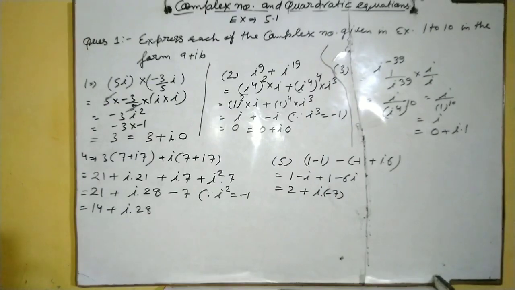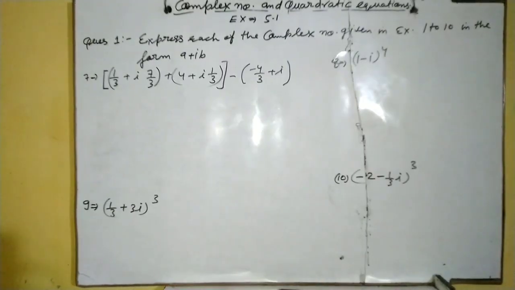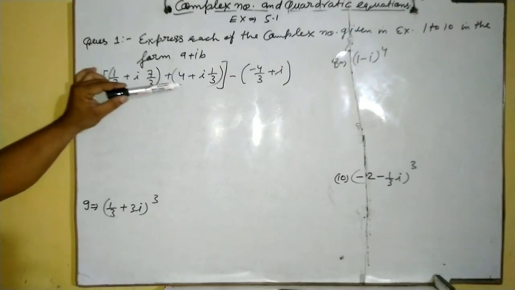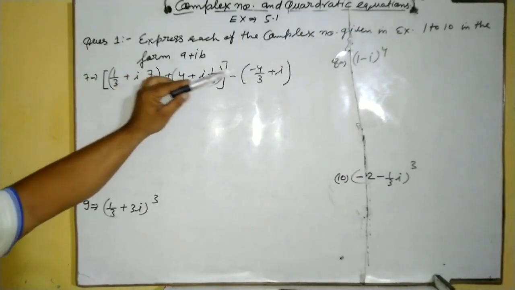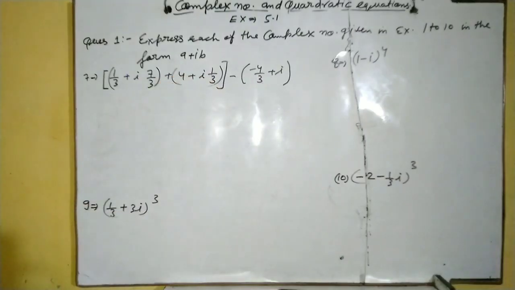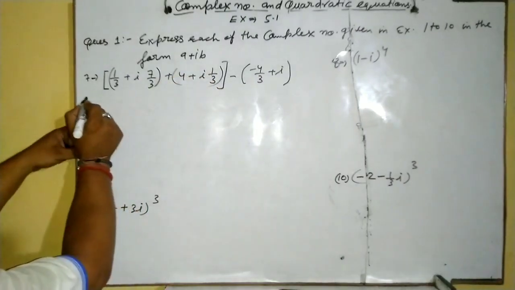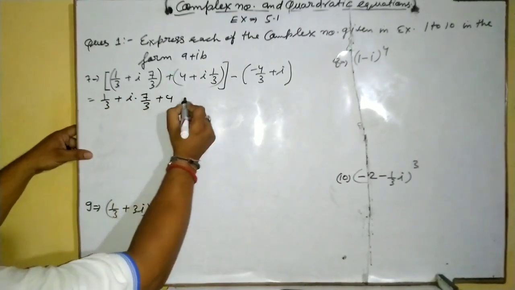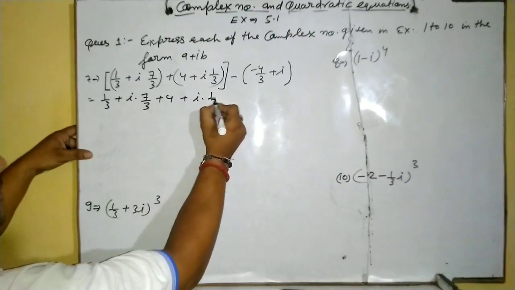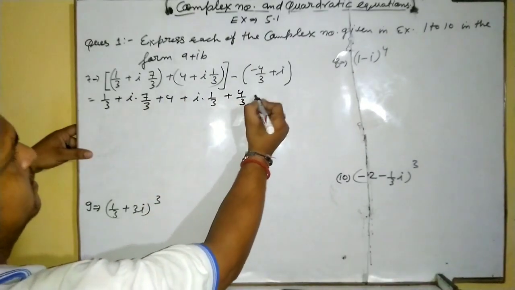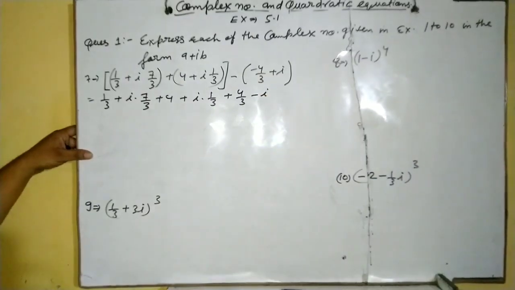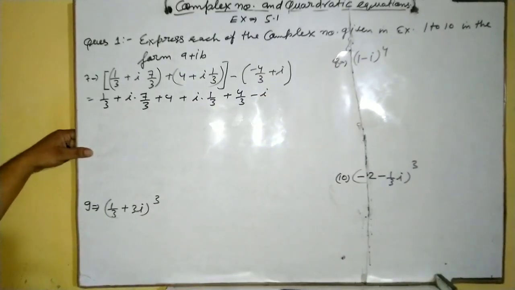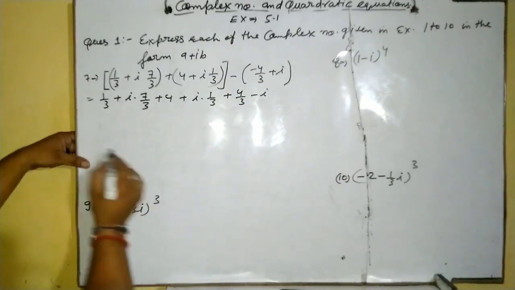Now we are going to discuss question numbers 7 to 10. Question number 7: (1 by 3 plus i) (7 by 3 plus 4i) plus (1 by i) (1 by 3 minus 4 by 3 plus i). Just open all the brackets. So this will become 1 by 3 plus i into 7 by 3 plus 4i, plus i into 1 by 3 minus 4 by 3 and minus i. I should be one sided and the real number should be one sided.